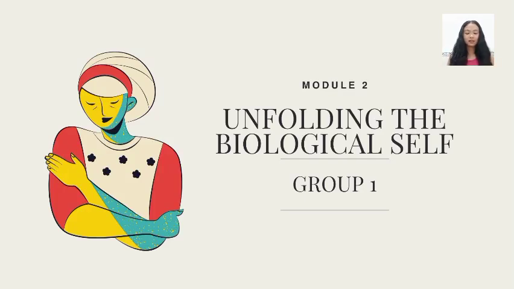We are about to tackle Module 2, Unfolding the Biological Self. This module tackles two important representations of self, the physical and sexual. The first section identifies biological and environmental factors that affect the physical self, as well as issues and challenges that individuals face with regard to their physical characteristics. The second section discusses sexual attributes, characteristics, gender, and responsible sexual behavior.